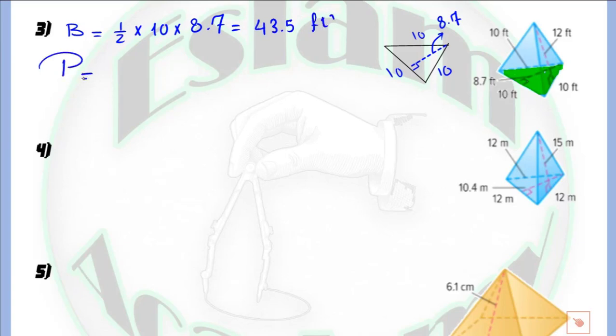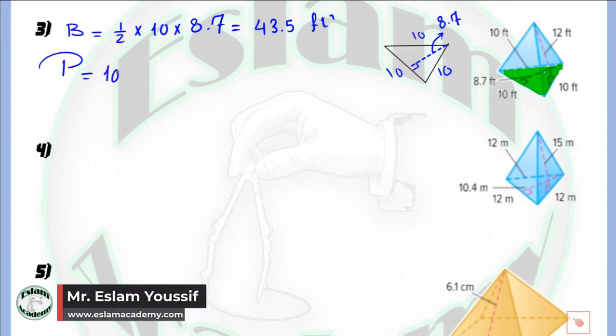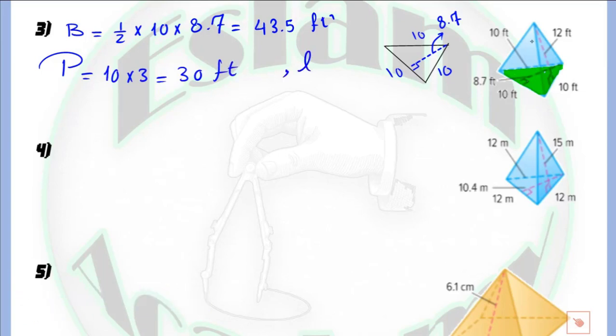Now we need to find the perimeter of the triangle. You will find that all of the sides are equal, so we just multiply 10 by 3 to find the answer will be equal to 30 feet. And the slant height is the height of one face. The height of one face equals 12. So L is now 12.